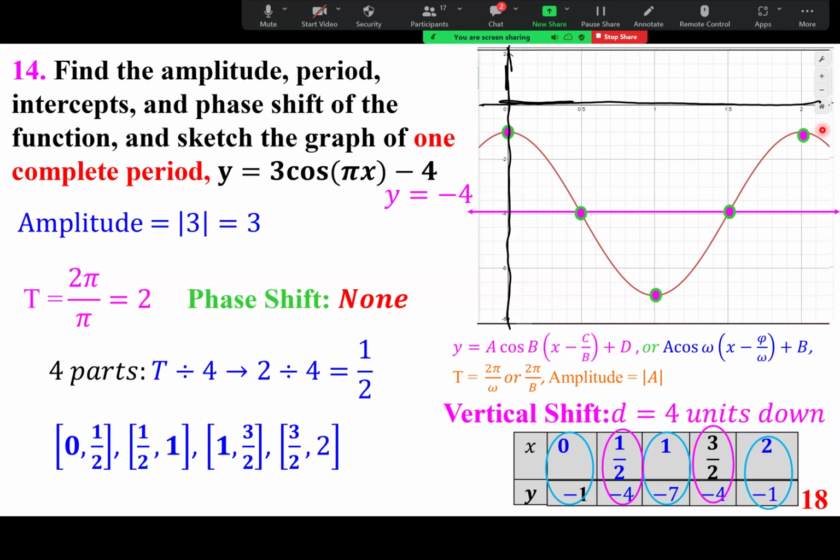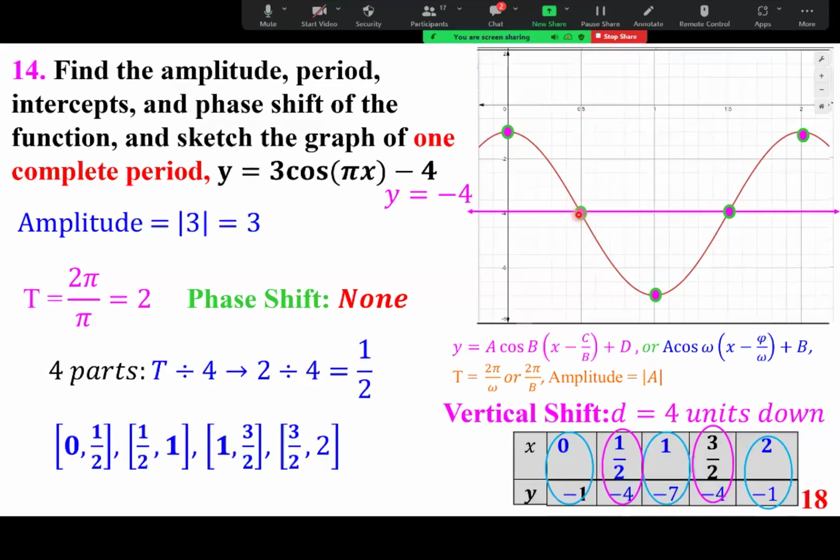Again, let me clean up mine so you can see that. Okay, so this is y equals -4. 0, -1, and 1/2, -4. In other words, if you look at 1/2 and 3/2, those would have been like x-intercepts if we didn't have them shifted down by 4 units. And the rest of them, very straightforward, everybody.